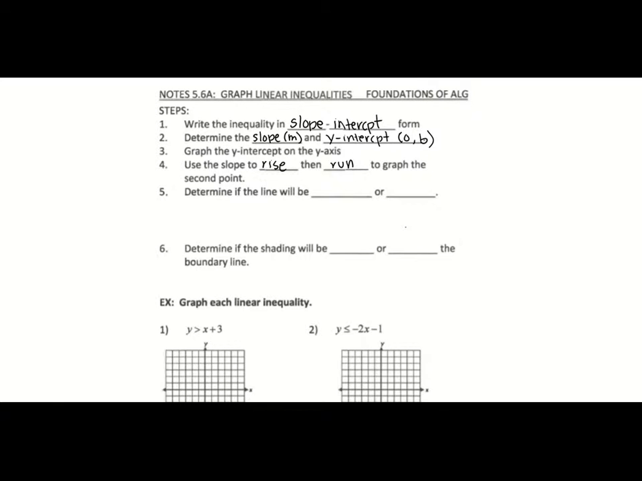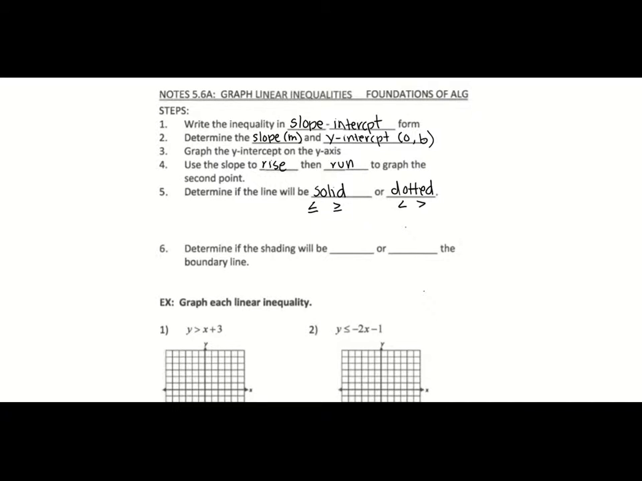The next step, though, is to determine if our line will be solid or dotted. If we have a solid line, that means our inequality is going to look like this, either less than or equal to or greater than or equal to. And if there's no line underneath, we will use these symbols, less than or greater than. No line underneath is dotted.